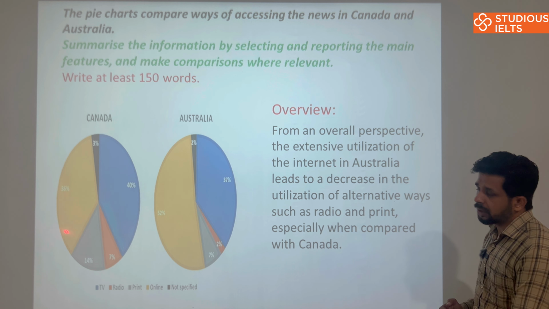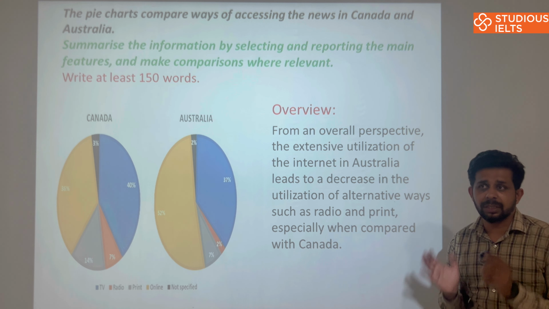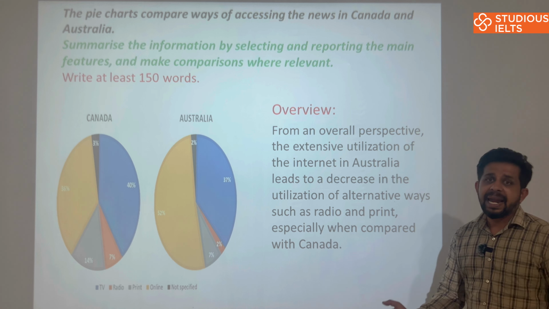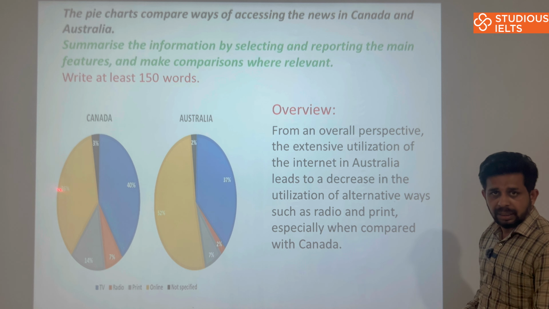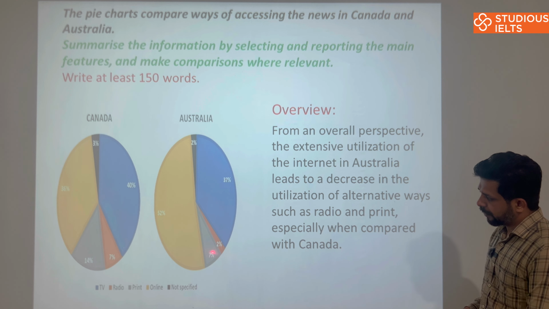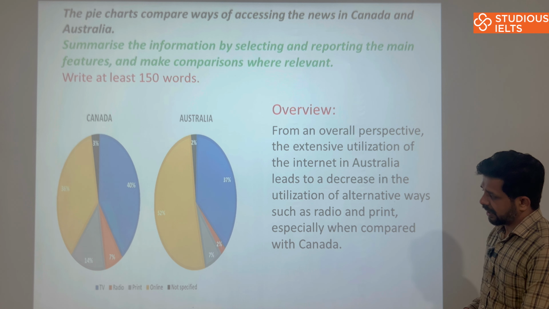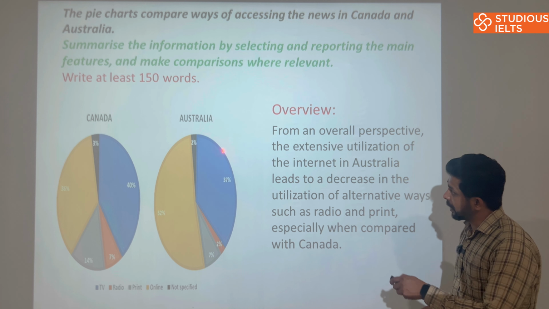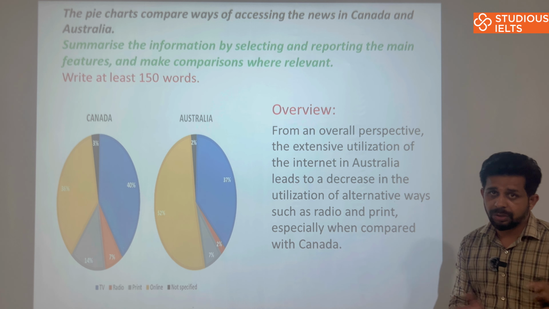But in the other country, it is not that intensive. It is 36%, which is obviously more than one third, but still a little less in comparison to Australia. And it gives space to other sources to be utilized a little more. You can see here, the print segment is only 7% in Australia, but in Canada it is 14%. And even if we talk about radio, radio is listened to by only 2% of people in Australia. On the other hand, in Canada, it carries a little more weightage in comparison to Australia.